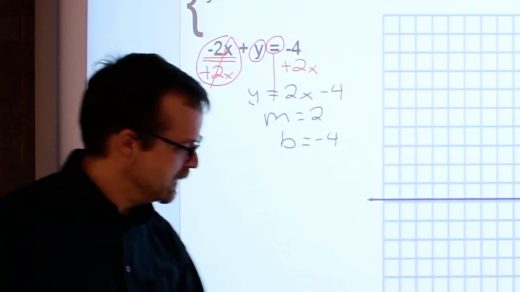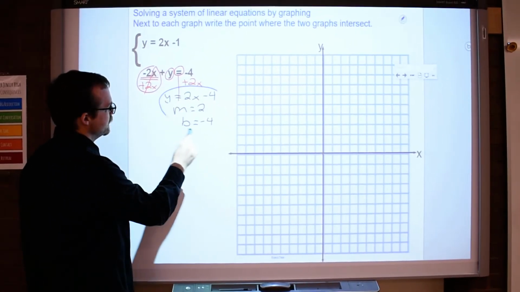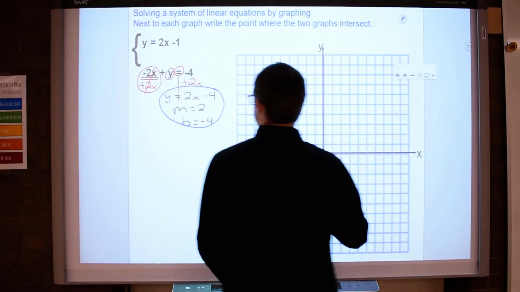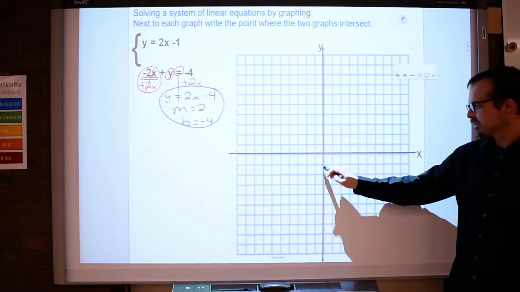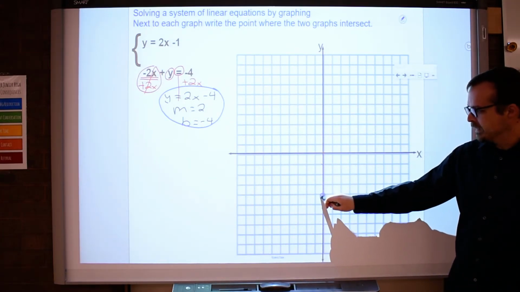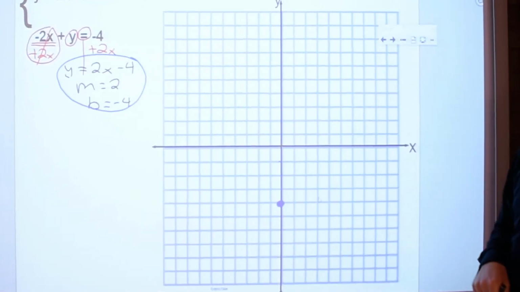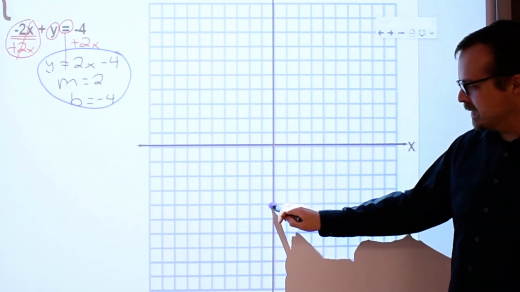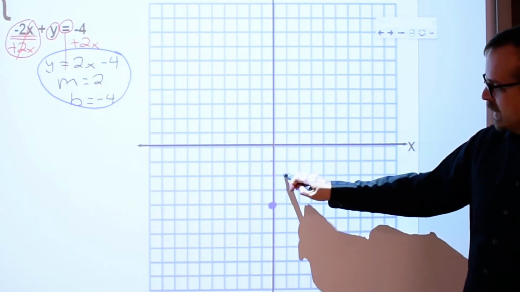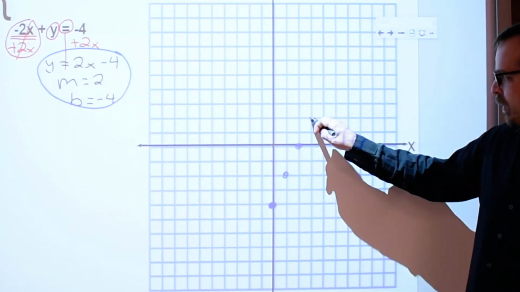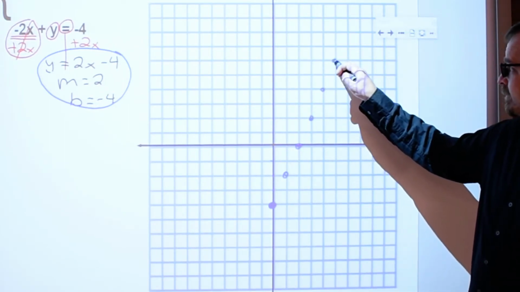Let's graph that. I'm going to graph this one in blue. I'll even circle here. Let's do this one in blue. Blue! I like blue! For the colorblind people in the room. My slope is 2, so same thing as the last one. We're going to run 1, rise 2, and so on and so forth.